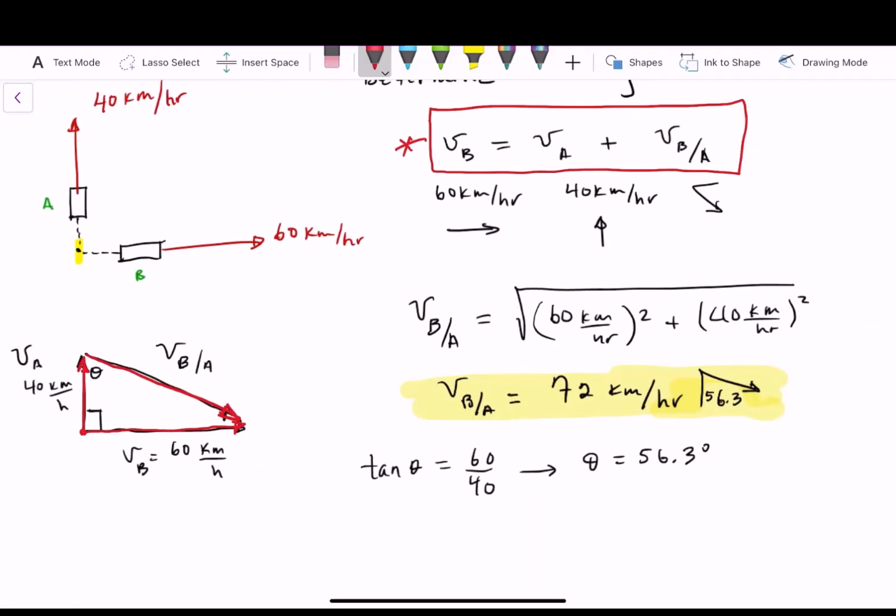And so we can use the Pythagorean theorem, which is what we do in the next step. We are saying that VB with respect to A is equal to the square root of 60 kilometers per hour squared plus 40 kilometers per hour squared. That gives us a value of 72 kilometers per hour. Now you see that I have 56.3 degrees. Well, how did I get that? That's what we're doing in this third and final step below. We are going to use trigonometry to solve for theta.